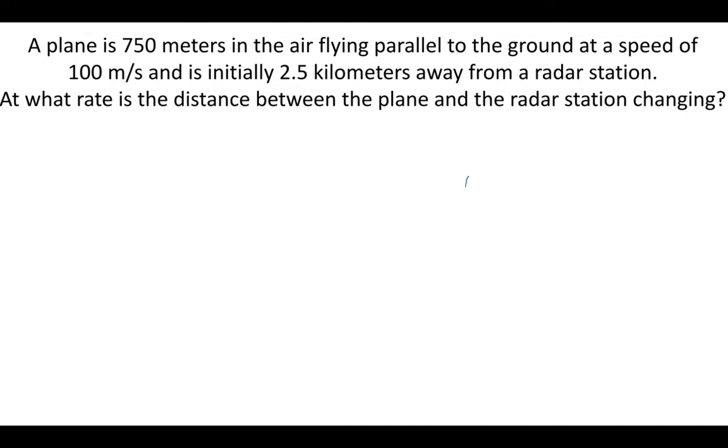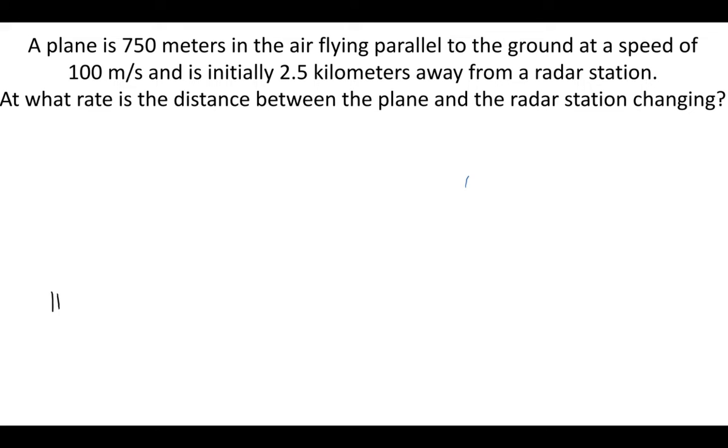All right. For this one, we've got a plane that is flying 750 meters in the air, flying parallel to the ground at a speed of 100 meters per second. And it's initially 2.5 kilometers away from a radar station. That's on the ground, 2.5 kilometers. So the question is, at what rate is the distance between the plane and the radar station changing? And this question, I think, is missing a few extra words that would be helpful. And that is that the plane is actually flying towards the radar station.